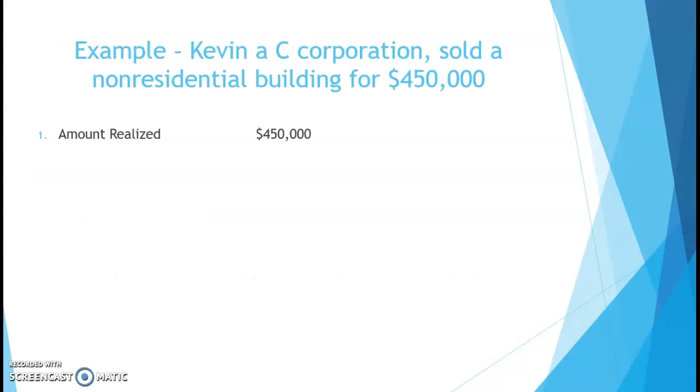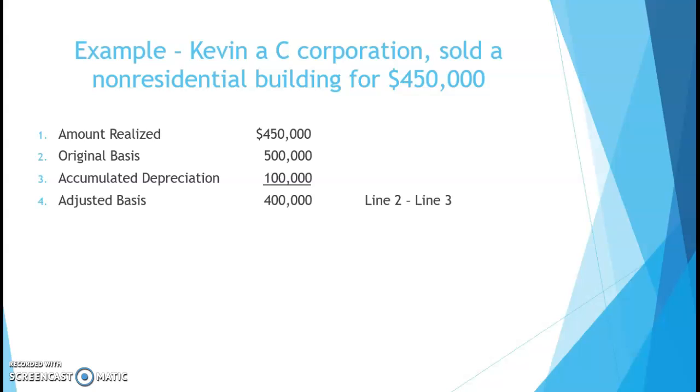So we have our amount realized of $450,000. We then have our original basis of $500,000. We have our accumulated depreciation of $100,000, which then gives us our adjusted basis. Line 2 is original basis. I'm sorry, not adjusted basis. Line 4 is our adjusted basis of $400,000. We would then recognize a gain of $50,000 by taking line 1 minus line 4.